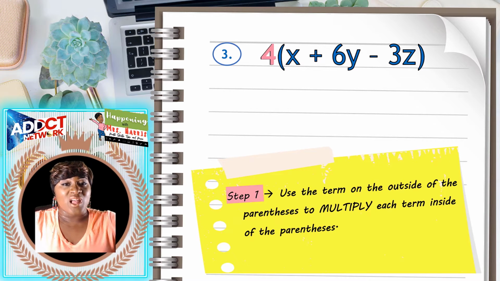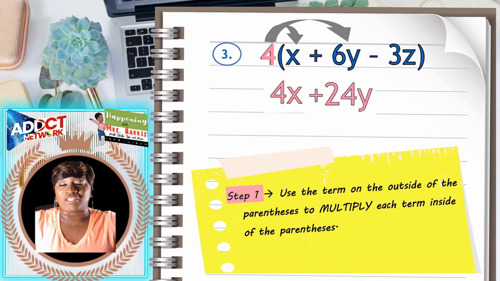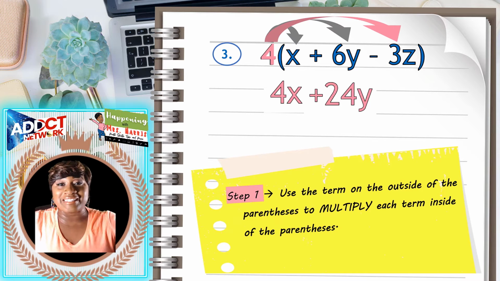So first we're going to multiply 4 times x, which is 4x. Then we'll multiply 4 times positive 6y, which is positive 24y. And then we'll multiply 4 times negative 3z. Yes, you heard me say negative 3z, because here the minus sign is going to take up on the negative. And that's going to leave us with negative 12z.